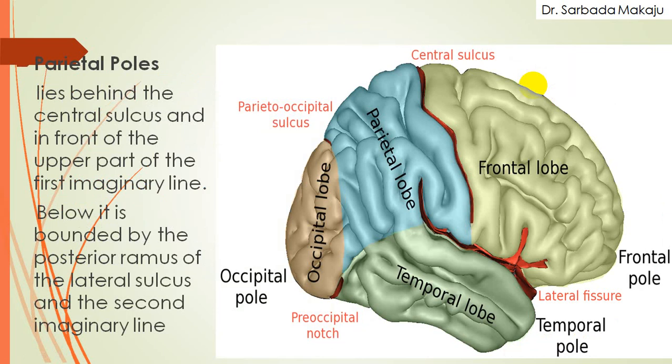Now, one more pole that is present is known as the parietal pole. The parietal pole is located behind this sulcus, which is the central sulcus. And inferiorly there is one more sulcus, that is the posterior ramus of the lateral sulcus. This portion is known as the parietal lobe, the parietal pole.